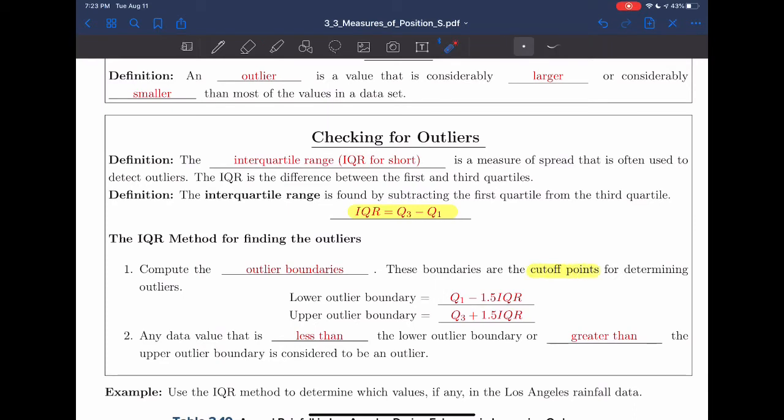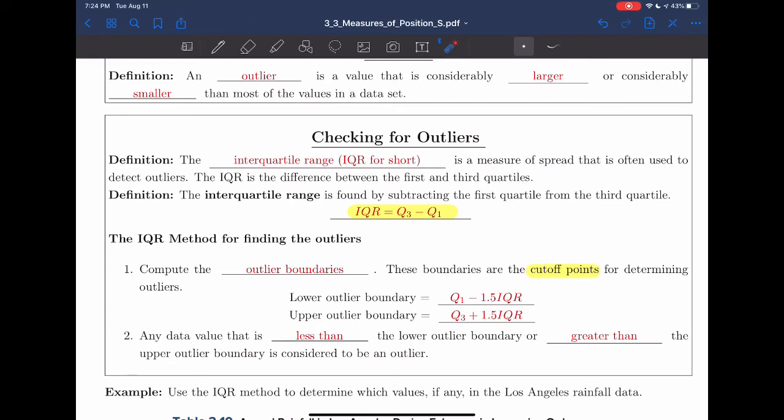So what you do is compute your lower boundary. This is done by getting your quartile 1 minus 1.5 times your IQR. What this tells you is that any value that is less than this number, or less than your lower boundary, is an outlier. And also, you need to compute an upper boundary, which is just your quartile 3 plus 1.5 times your IQR. So this number tells you that any value in your data set that is larger than this number, or larger than your upper boundary, is considered an outlier. So that's a way to identify outliers.